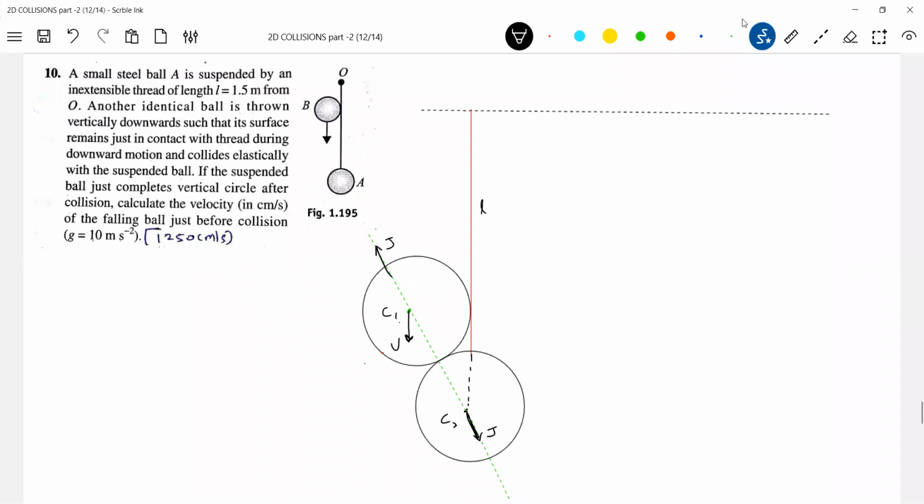After collision, what happened to ball A? How does it move? What are the impulses? Impulse due to the string also will come. So here impulsive JT will act. Now what should happen to this one here?